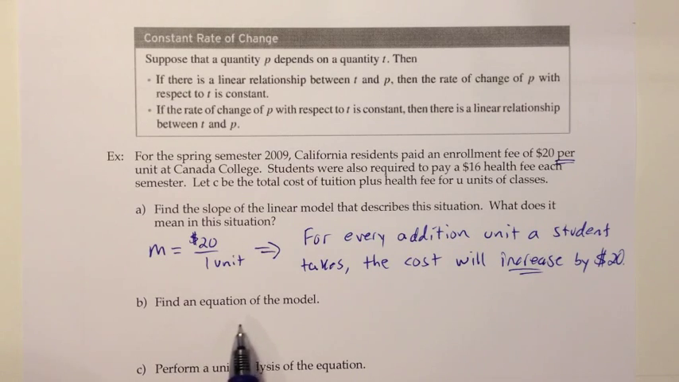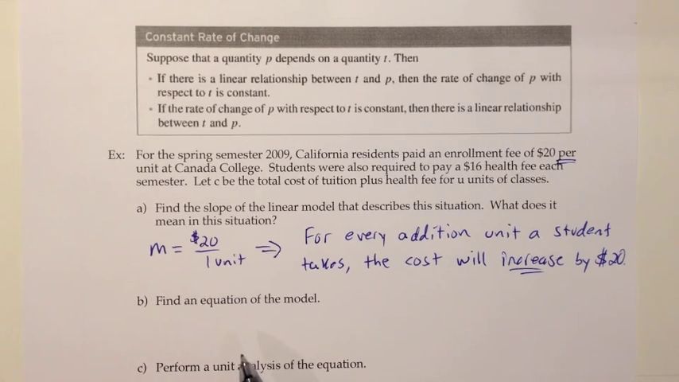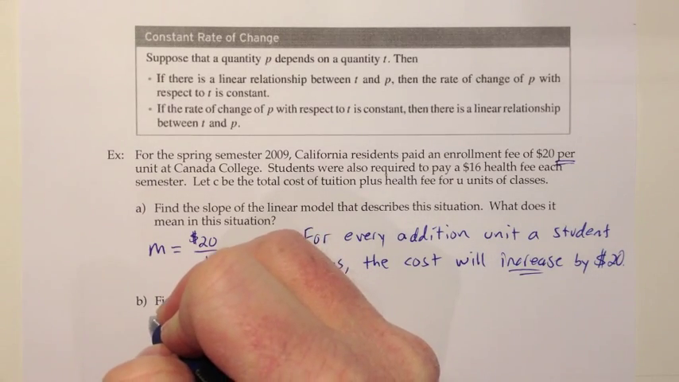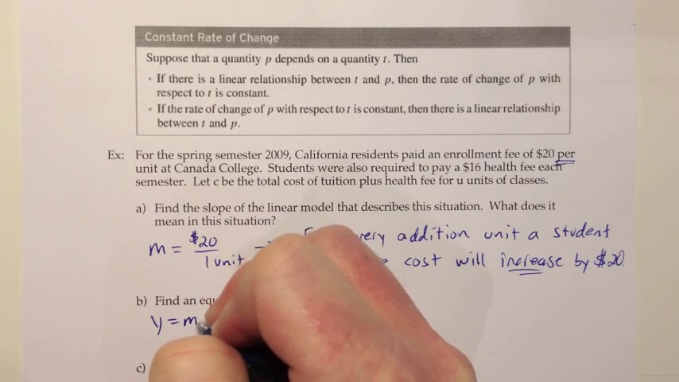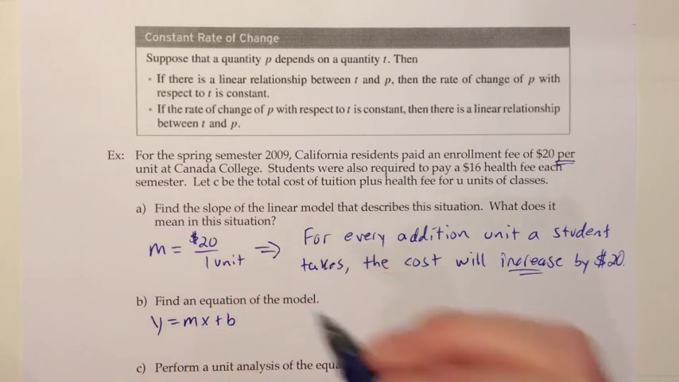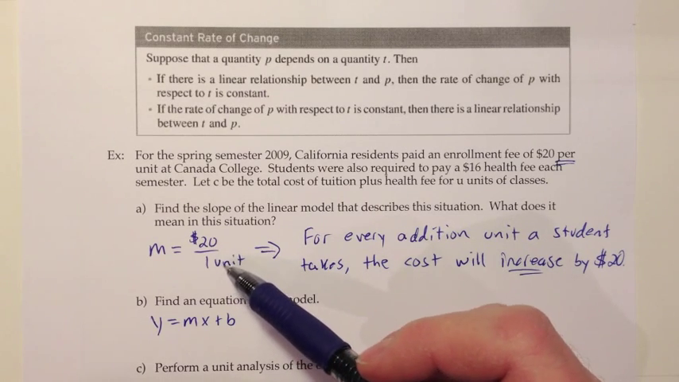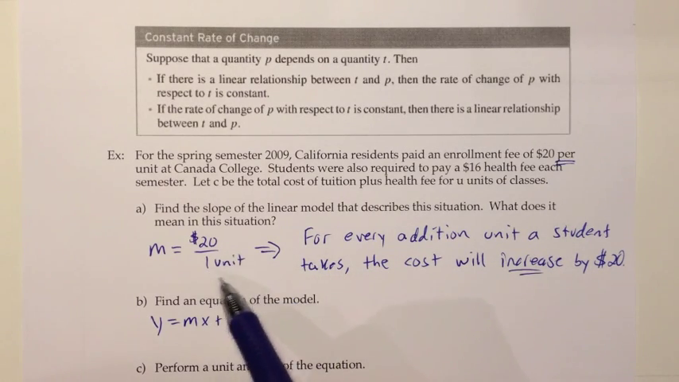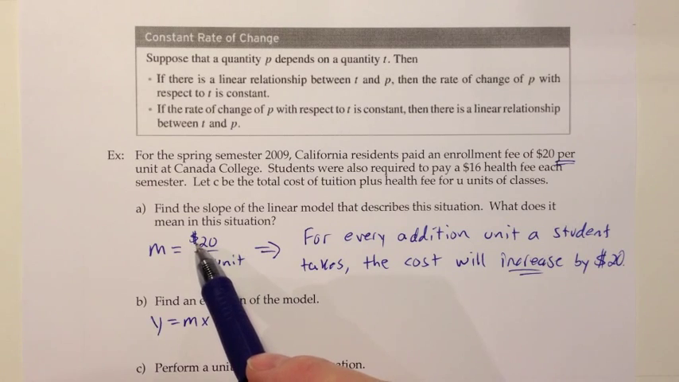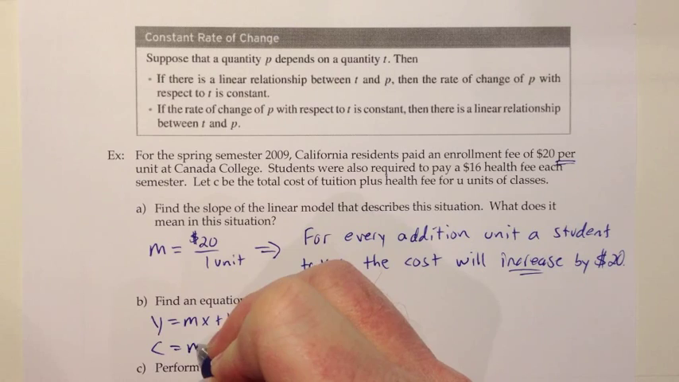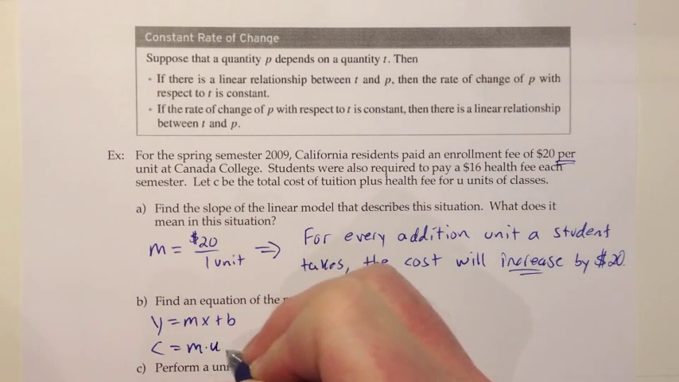Okay, so now they want us to find an equation of the model, and so if we have a constant rate of change, that would be a linear model. So I'd be thinking I want something along the lines of y equals mx plus b. If we look at our slope, that gives us a clue of what our variables are going to be here. In the bottom we have units, and in the top we have dollars, which is the cost. So the number of units is our input, and the cost is our output. So the output is C, the cost, and the input variable is going to be U.